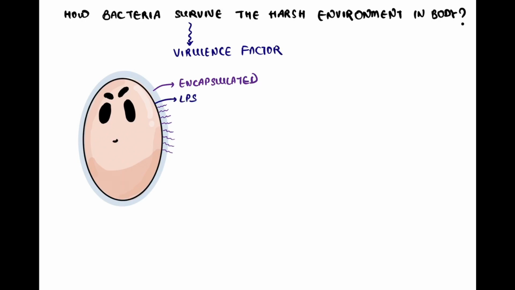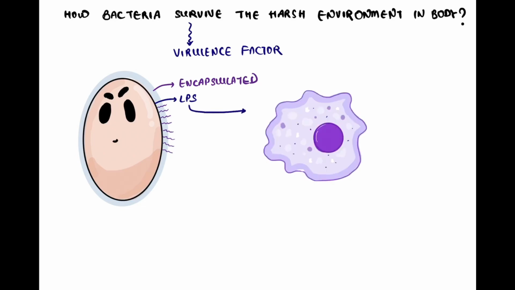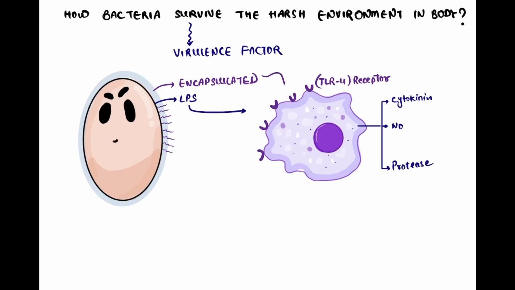Normally, LPS attaches to the macrophages' TLR4 receptor, and activates the macrophages to release chemical mediators like cytokines, nitric oxide, and proteases. But there is a twist. This capsule also prevents the binding of LPS to the TLR4 receptor. Therefore, the macrophage is not activated.